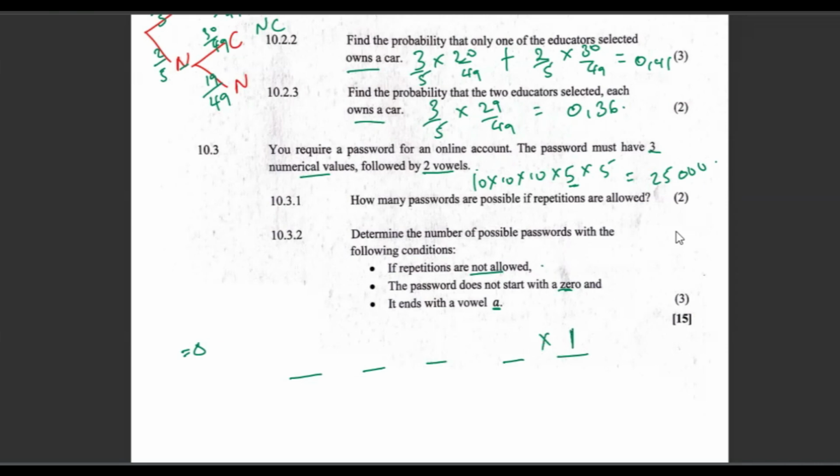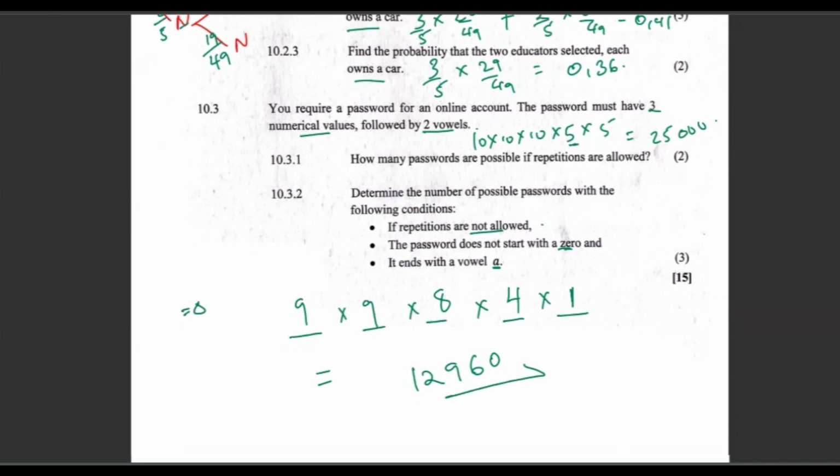How many vowels are we left with? There are just 4. With the numbers, it's going to be 10 times 9, and then they say the password does not start with a 0. So we cannot have 10 options. We have 9 options to start from, and then the next one will also be 9, then the next one will be 8. Let's multiply that. Okay, so I'm getting 12,960 as my final answer. So that is question number 10.